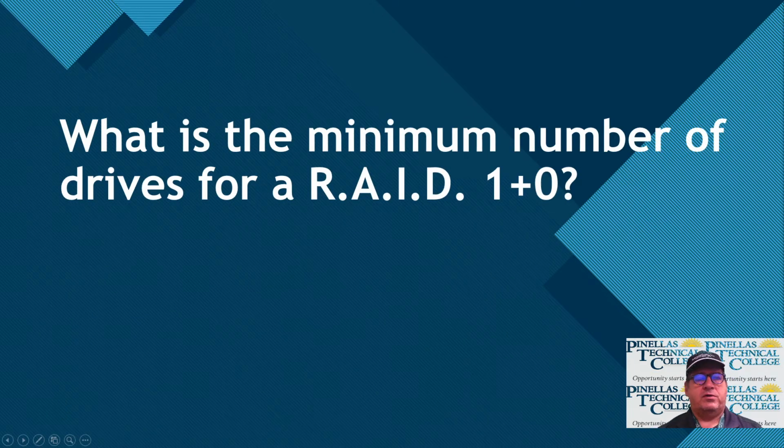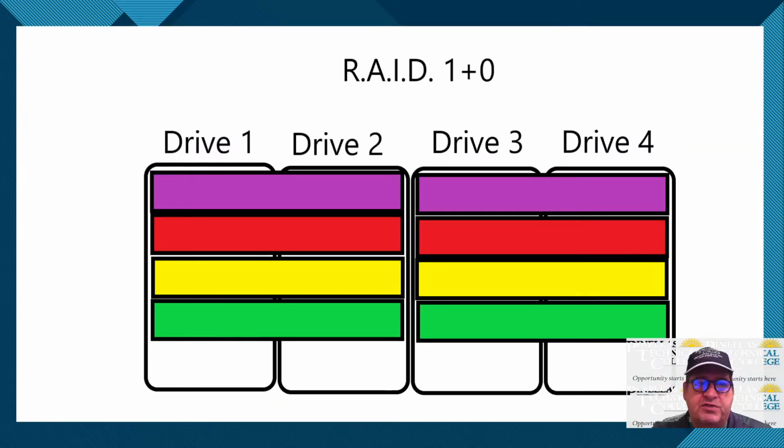Now let's talk about the 1+0, the minimum number of drives that you need for a 1+0. Minimum number is 4, and they always have to be put in pairs because you are striping and mirroring. So like I said earlier, it is a RAID 1 and a RAID 0 together. So you're striping across the 2 drives, which gives you the fast write speed, and then it takes that and mirrors it over to the other 2 drives. So you always have to be in pairs.